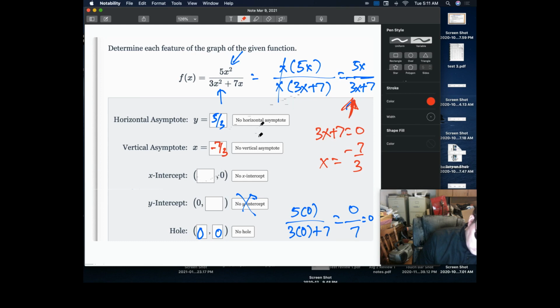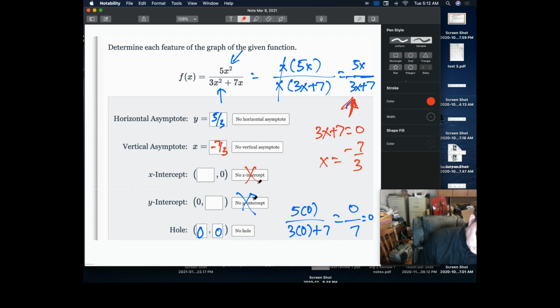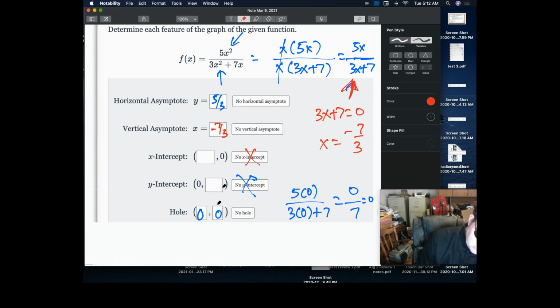But let's see here. So when y is 0, it would be crossing at 0, 0 here. We look here because you just said 5x equals 0. We know we have a hole here, so this is not here either. Okay, and so there it is.